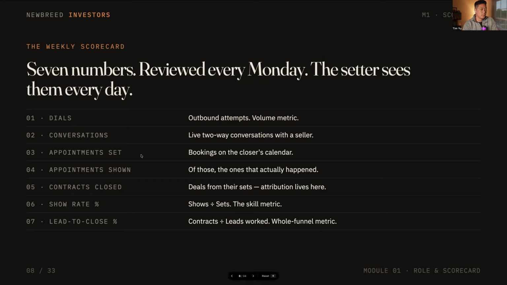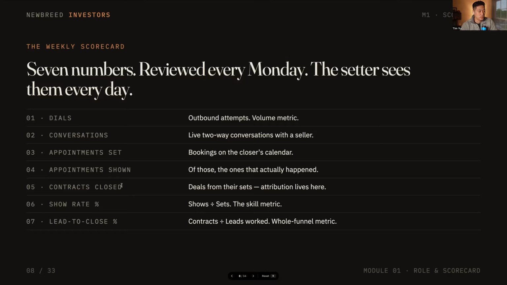Obviously, appointments set. And then here's the most important, right? You can set 30 appointments, but if two people show, what does that tell you? There's probably something wrong with your process. There's probably something wrong with the way that your setter is setting the appointment and not getting the right information, not getting the emails, stuff like that. So you want to make sure that you're tracking the actual show rates.